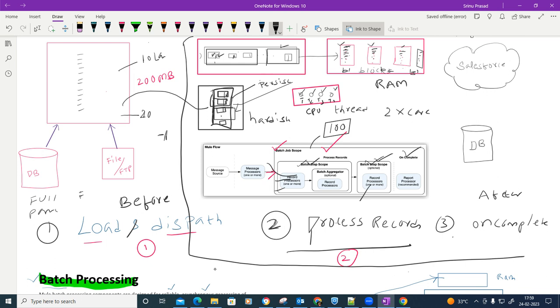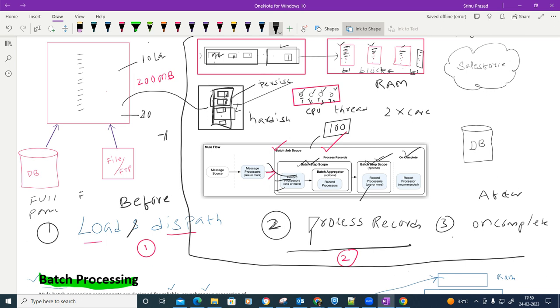In the process record phase, the threads pick the blocks and load those blocks into memory, and execute the records in the blocks one by one. Each thread executes one block record by record, so the blocks are executed concurrently. After all the blocks and all the steps are finished, in the on-complete phase we get the batch job result as an object. It contains all the reporting information like how many failed, how many succeeded.